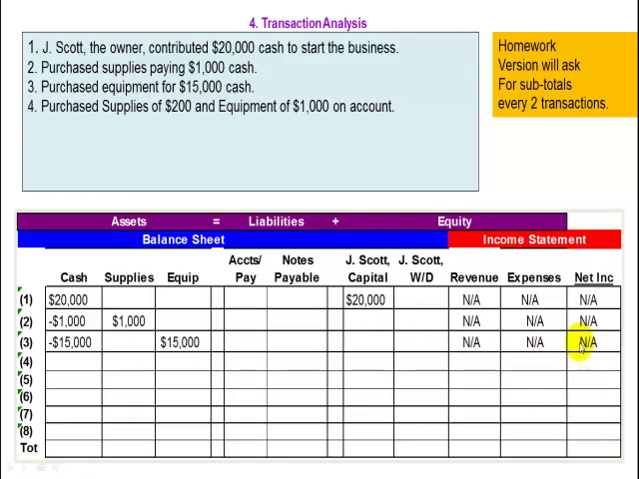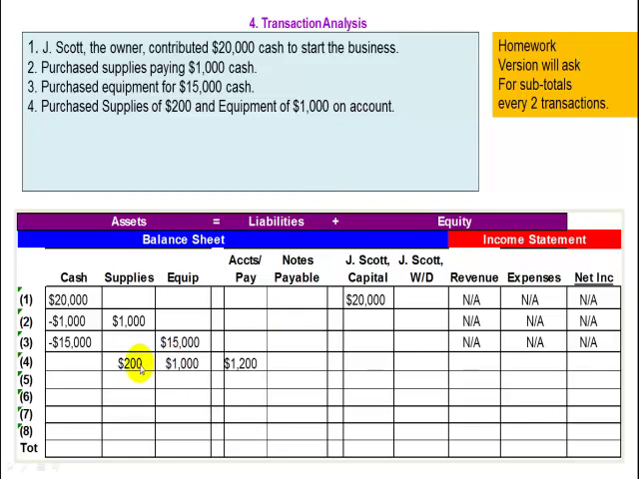Number 4, purchase supplies of $200 and equipment of $1,000 on account. When it's on account, that means we have created a liability. We've charged it. We've put it on a credit card. We've taken out a loan for it. Now, when you do this, what happens is supplies go up $200, equipment goes up $1,000, and the total goes as an increase to a liability. In this case, we're going to say accounts payable. It could have been notes payable, but the word account up here means it's something that is not a note, not going to draw interest, and something we expect to pay off within 30 days usually.